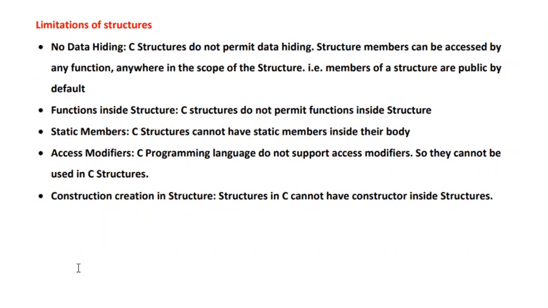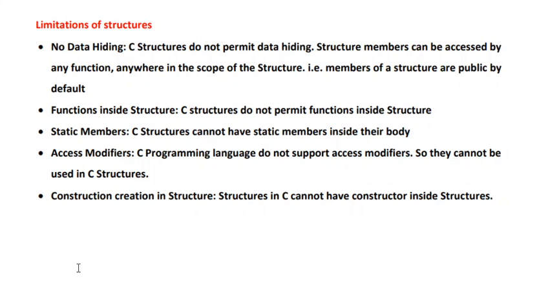Now, let us try to identify the limitations of structure. One of the major limitations is that a C structure does not provide any data hiding. Structure members can be accessed from anywhere within the scope of the structure. By default, the members of the structure are public in nature.